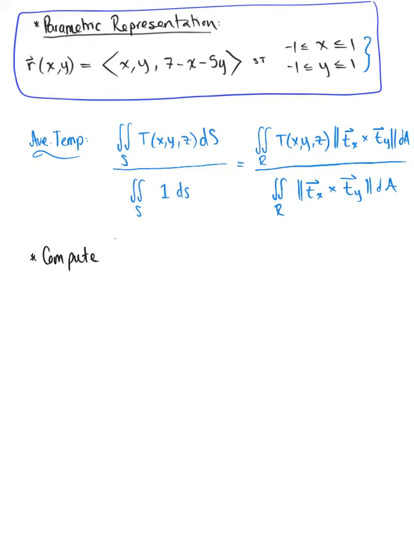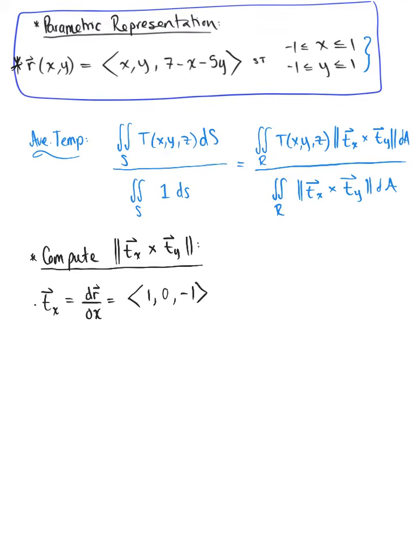So let's do it. We want to compute the magnitude of the cross product of the tangent vector in the x direction with the tangent vector in the y direction. Using our parametric representation above, we can see that the tangent vector in the x direction is, of course, the derivative of r with respect to x. And this leaves us with the vector 1, 0, negative 1. And we have the tangent vector in the y direction. So that's going to be the derivative of vector r with respect to y. And this will leave us with the vector 0, 1, negative 5.